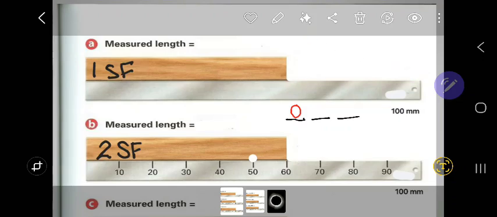Now, the next digit: is it 0? Is it 100? No, it's not either 0 or 100. I can guess in between those two markings, and I have to. That's going to be my one significant digit here.